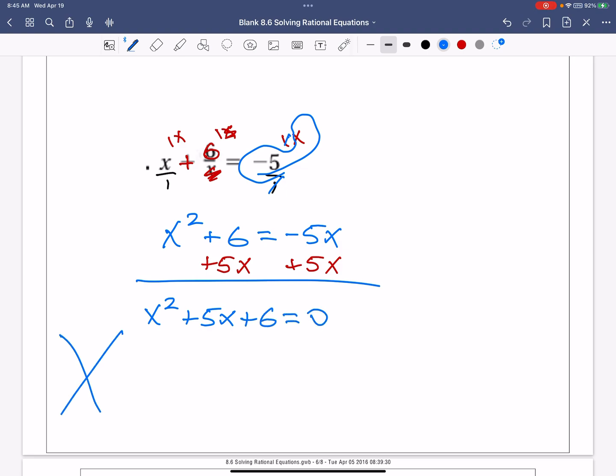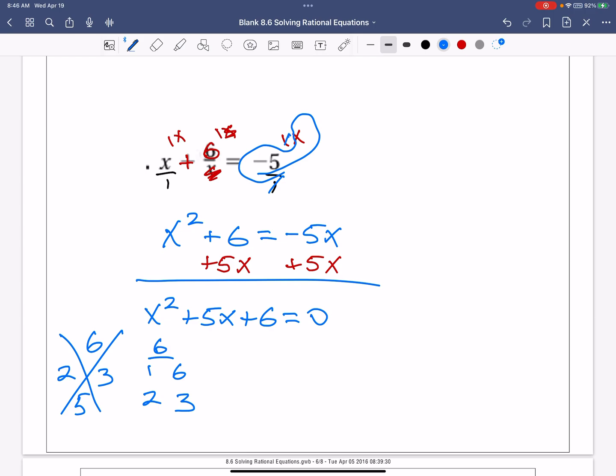Again, we're looking at the cross. We have 6 on top, 5 on the bottom. Factors of 6 are 1 and 6, 2 and 3. 2 and 3 is the one that works. 2 plus 3 is 5, and 2 times 3 is 6. So we have x plus 2 and x plus 3 equals 0. So x equals negative 2 or negative 3.